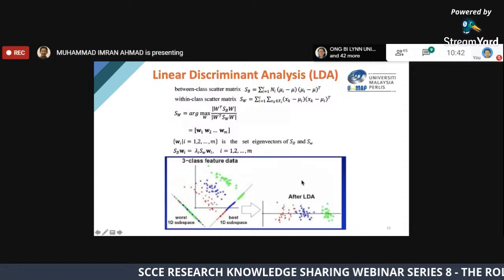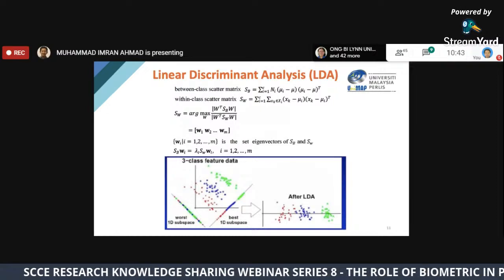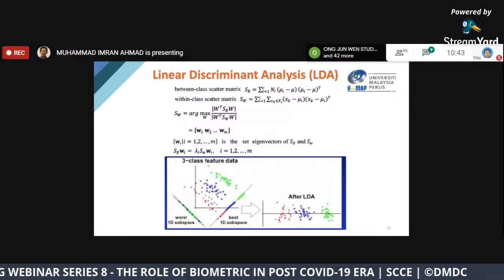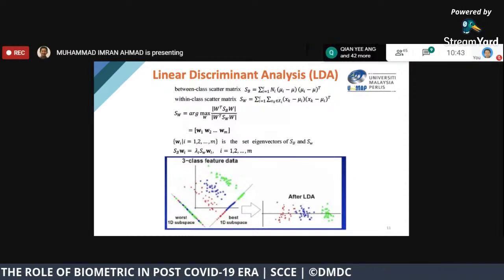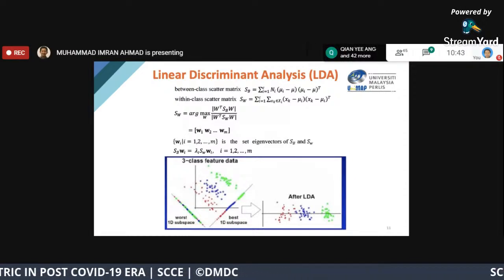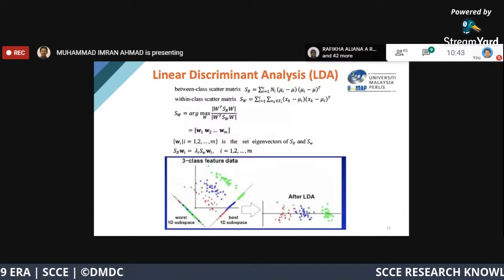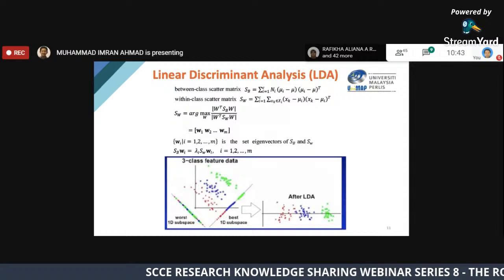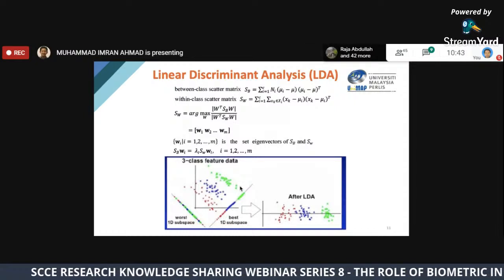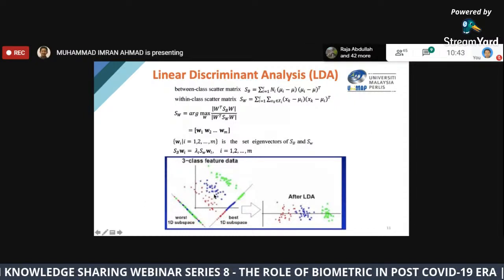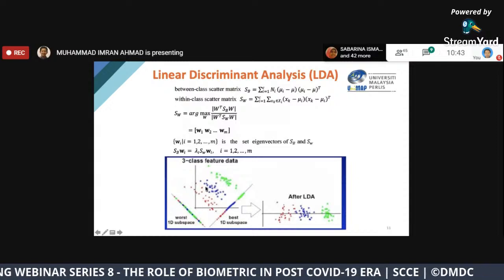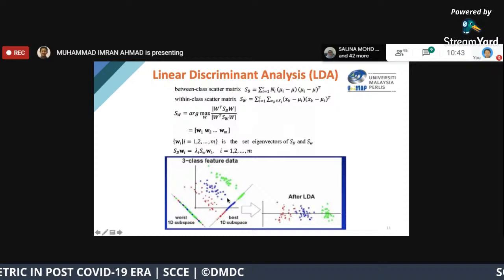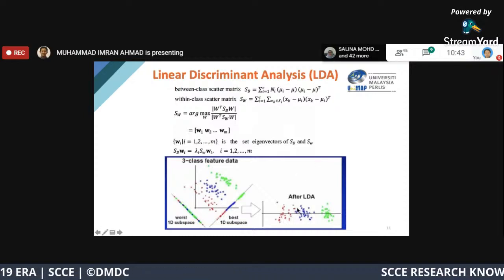Another technique is linear discriminant analysis, LDA. LDA also is very popular. I think both PCA and LDA have been used in biometrics for nearly 15 or 20 years. For LDA, it is the same idea. If we have the raw data like this, we try to find a vector that is able to project our data, so that at the end our data will have better class separation.